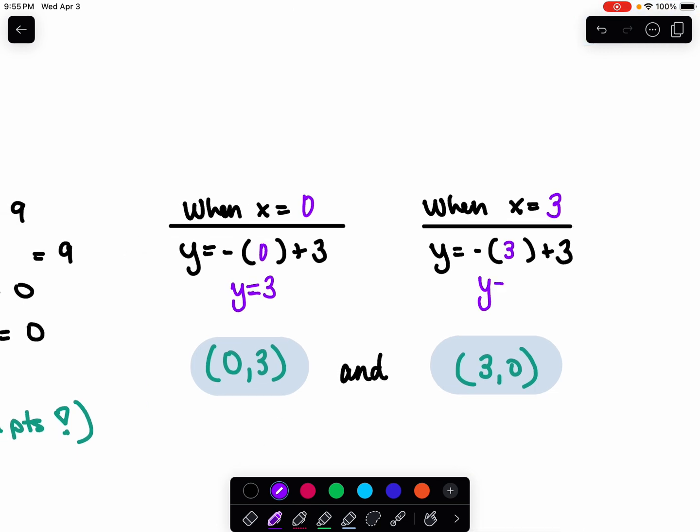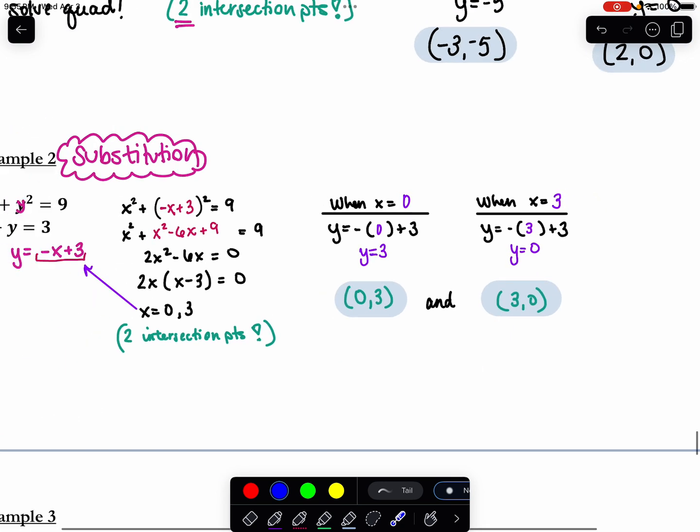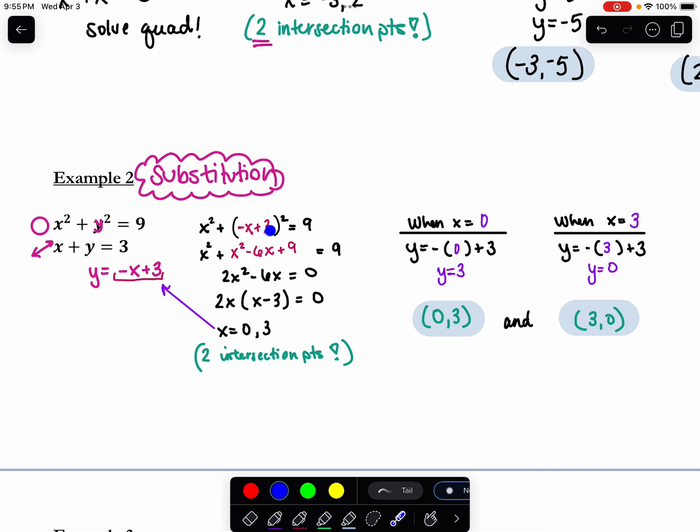-3 plus 3 is 0. So then I have my other intersection point when x is 3, y is 0. So I can solve the system using substitution. Again, it requires a ton of algebra, and we're going to be solving quadratics a lot. Once you get your 2 values, you have to look at both scenarios, when x is 0 and when x is 3, and plug both of those values into one of the original equations.